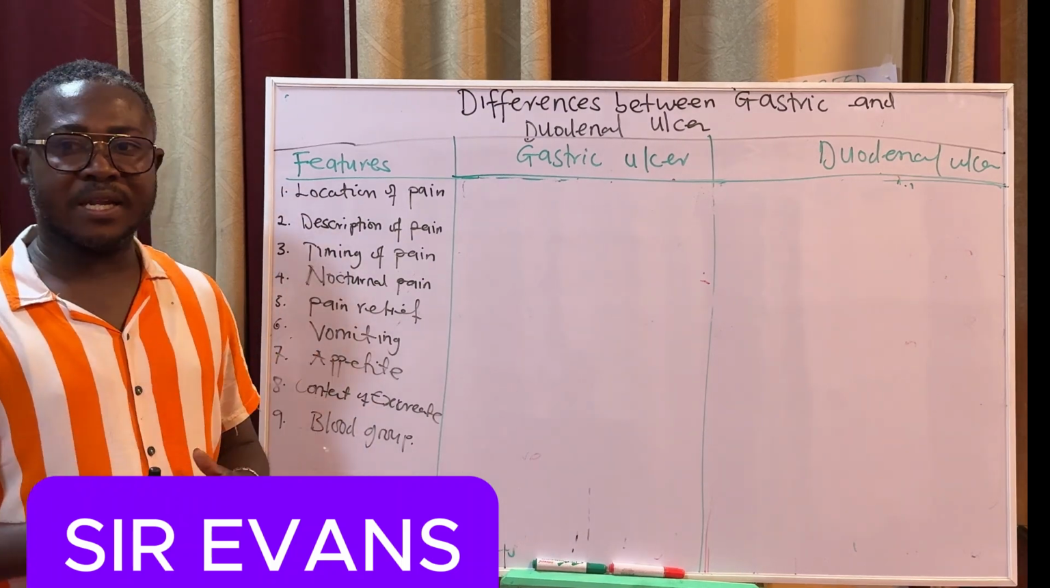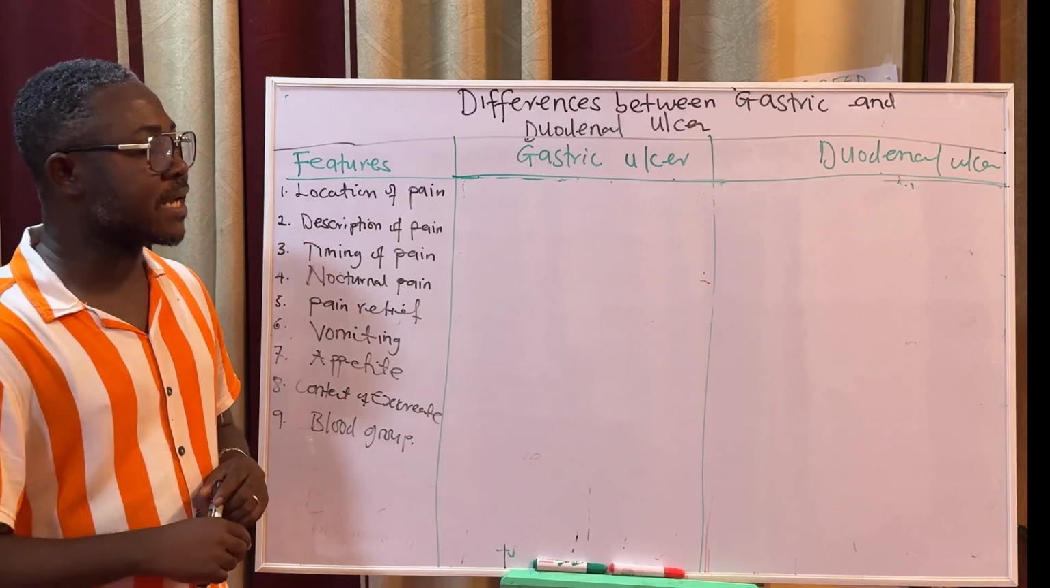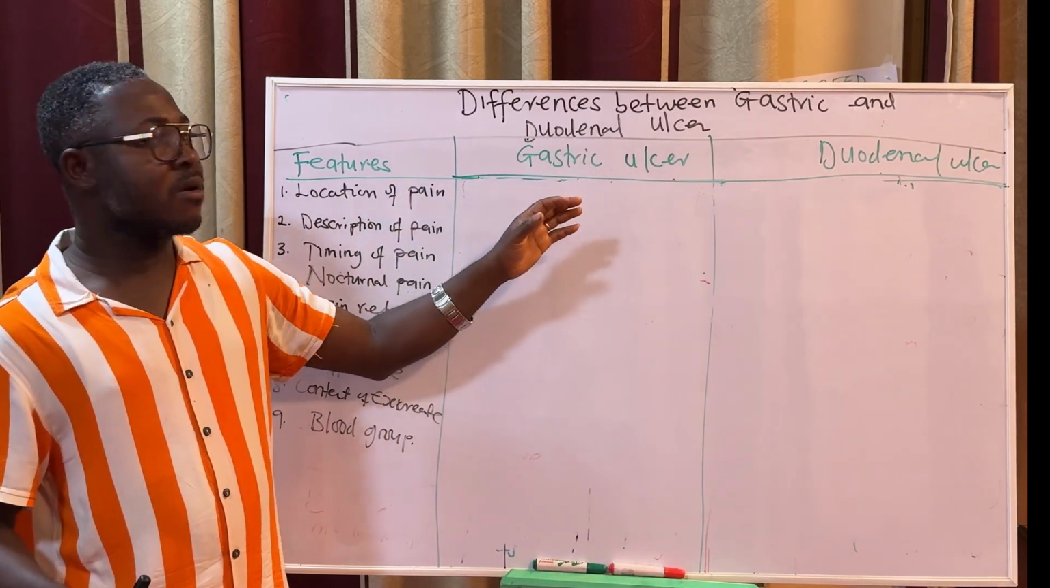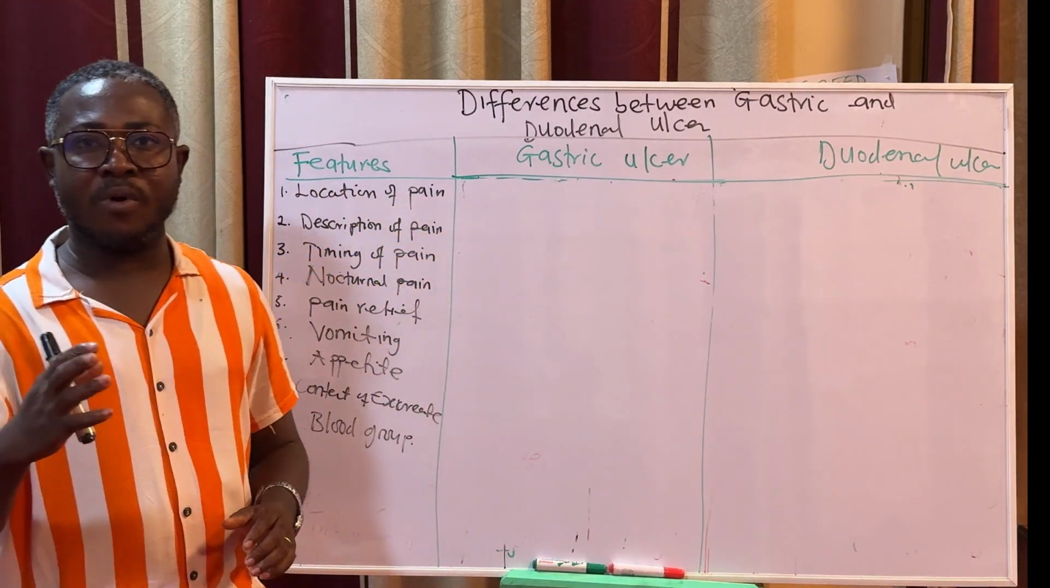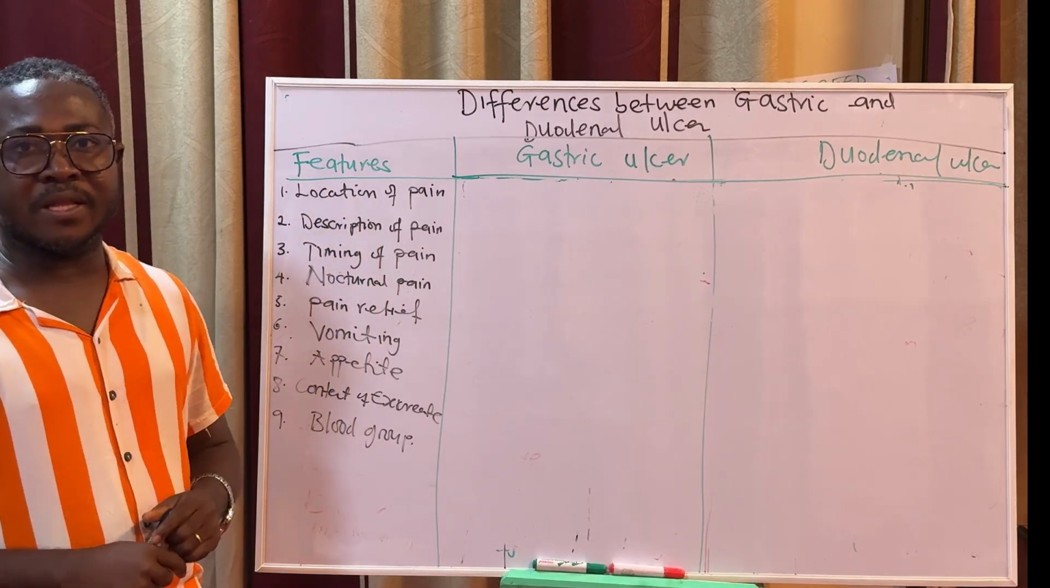So it is important that as nurses, as midwives, doctors, pharmacists, we understand the basic differences between the two main types of peptic ulcer, which is the gastric ulcer and the duodenal ulcer, and that will help us to be able to counsel and educate our patient to have a better lifestyle.